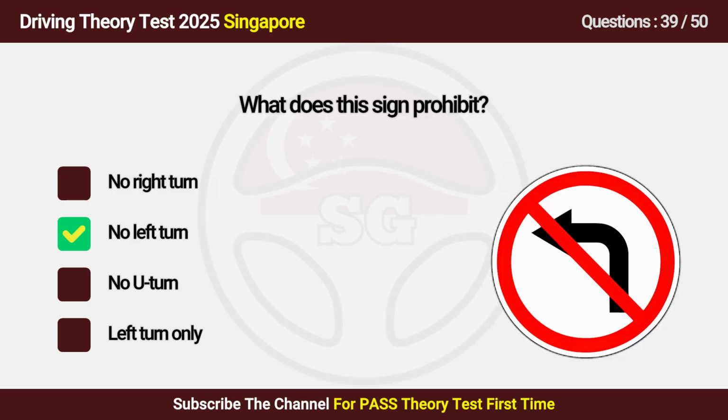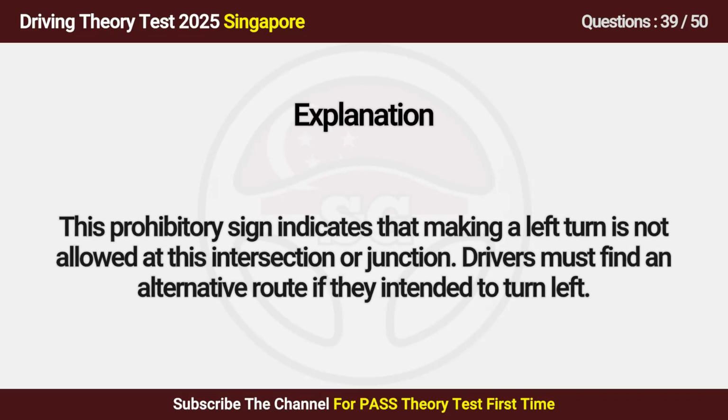Answer is B, no left turn. This prohibitory sign indicates that making a left turn is not allowed at this intersection or junction. Drivers must find an alternative route if they intended to turn left.